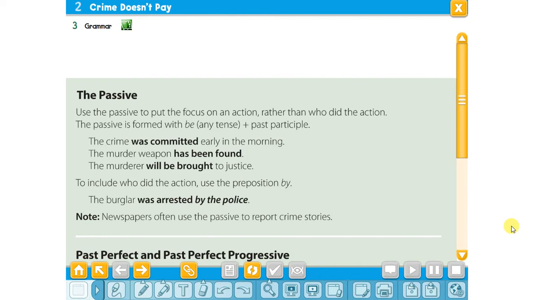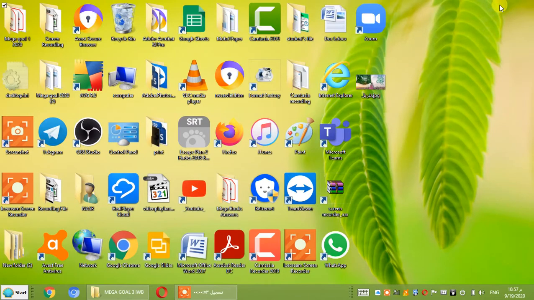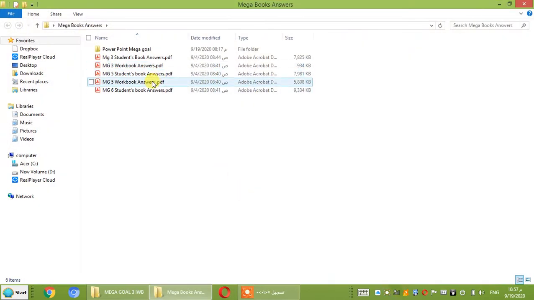we have many rules for how to change active into passive. I'll give you the rules before beginning with our lesson. Just quickly, you can take a picture by using your phone. Okay. These are the rules.